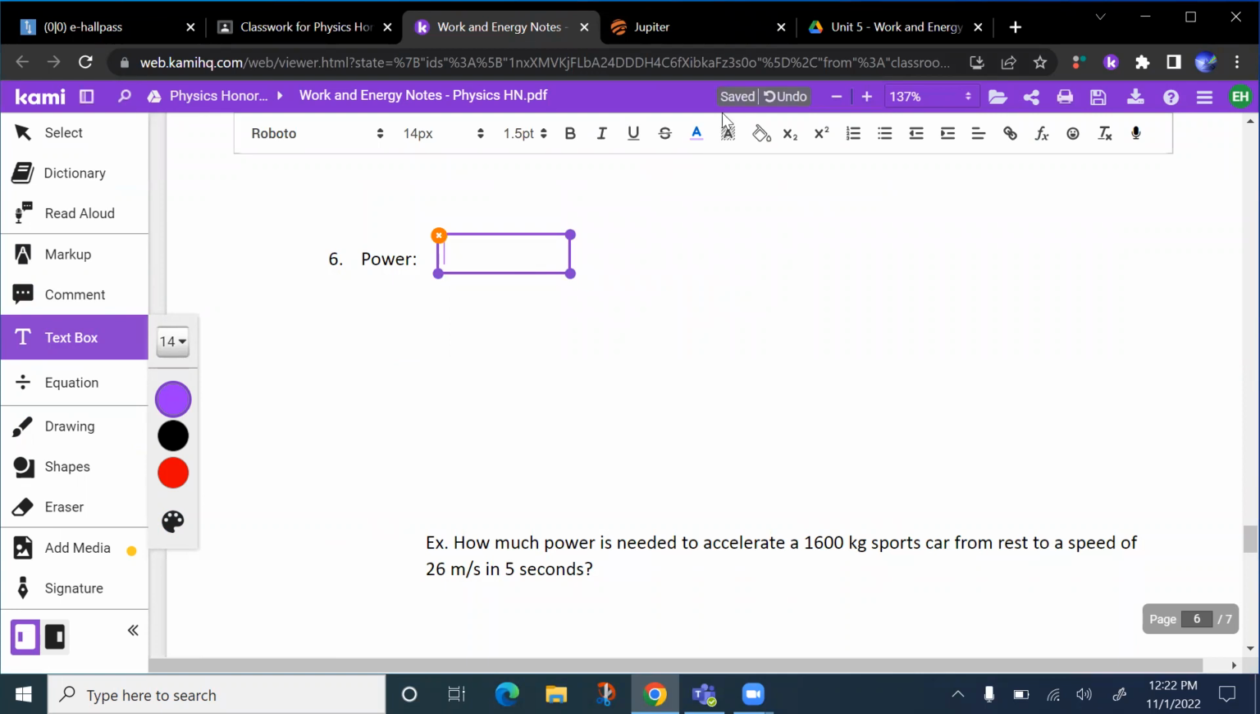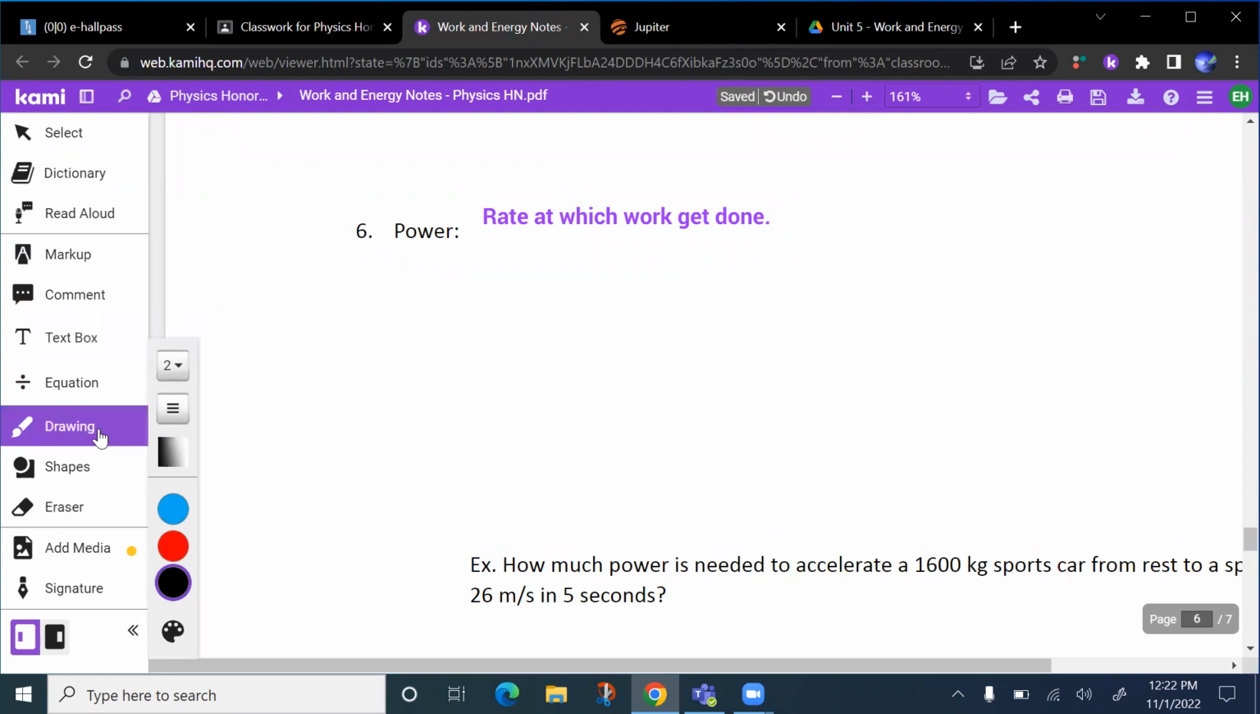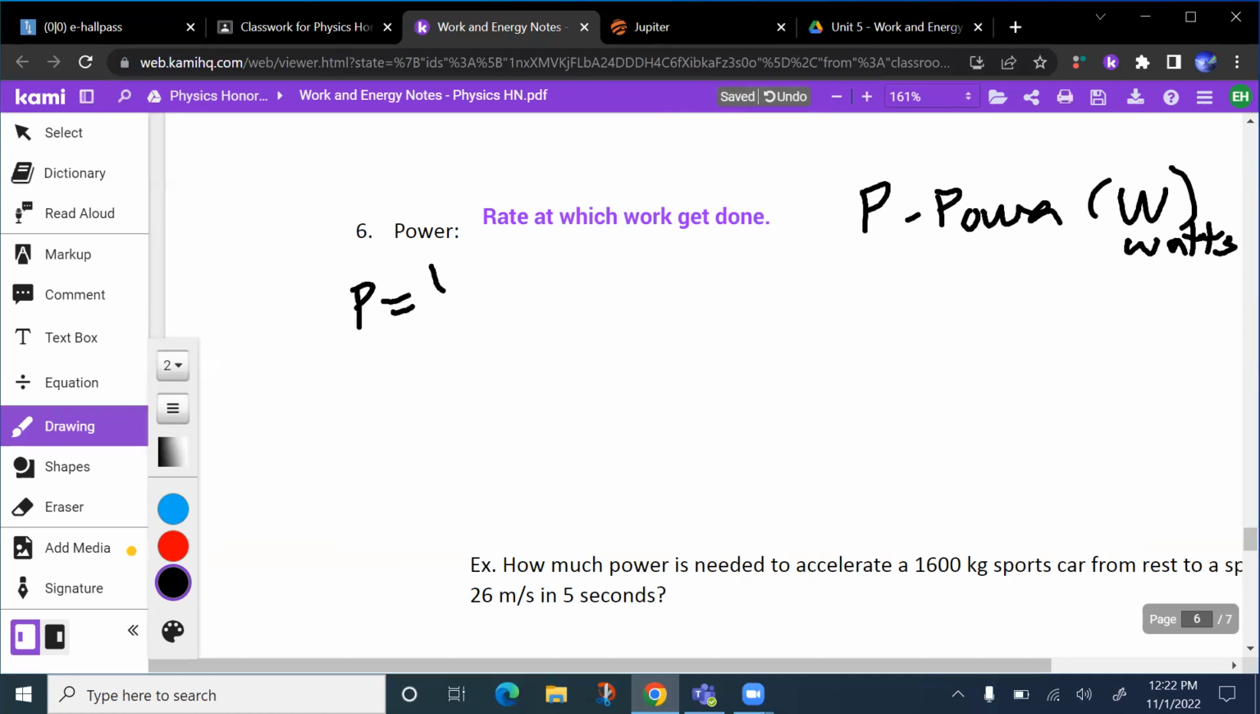Power is the rate at which work gets done. What that basically looks like is this. You can write it with an equation. Power, by the way, is measured in watts, so P is power. The unit is a capital W called watts. And you could reason out power as work divided by time. Remember, rate means you divide something by time, right?